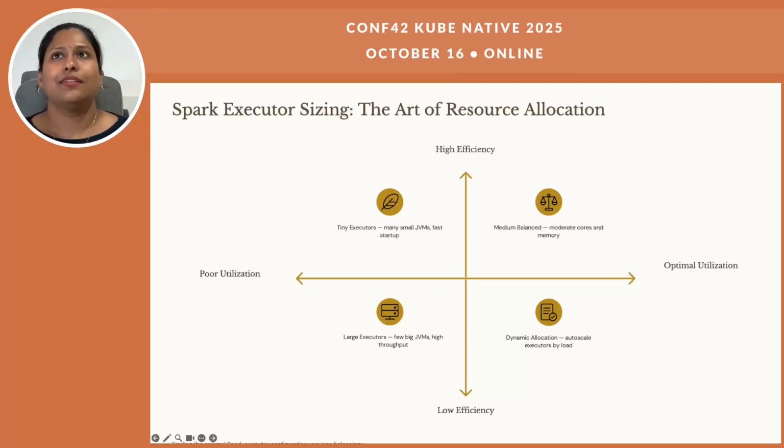Of course, all of this still lives and dies by the executor sizing. Here is a chart of the Spark executor sizing. It is basically the art of resource allocation. Think of the sizing as a curve, not a point. Large executors mean fewer JVMs and strong throughput, but risk long GC pauses and amplify skew. Medium or balanced executors are a good default for mixed workloads. Tiny executors start fast and pack the cluster with parallelism, but management overhead and shuffle blowout can dominate.